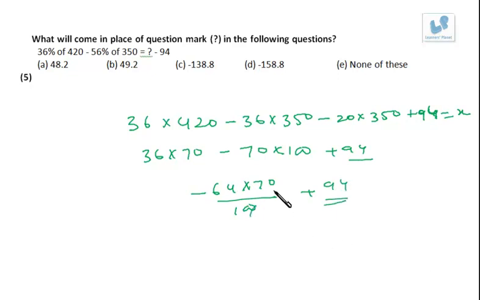So it's 0, 0, 7 fours are 28, 7 sixes are 42 and 2 is 44. So one decimal will be there, and this is the total calculation, the final answer. So 94 minus 44.8. That means 94 minus 44 will be 50, and this 0.8. So the answer will be 49.2, right?